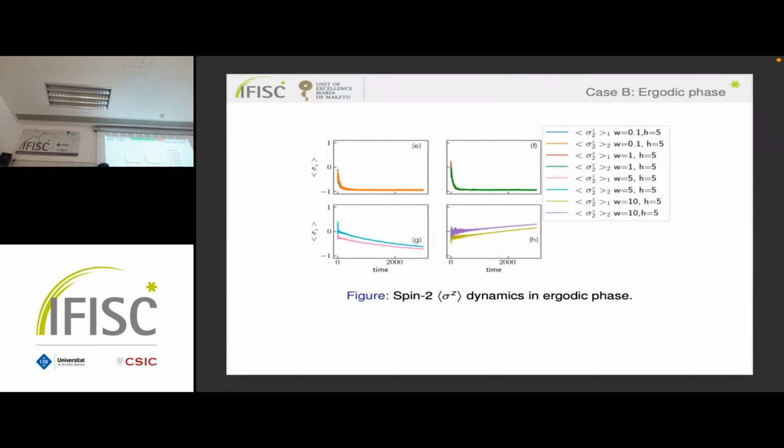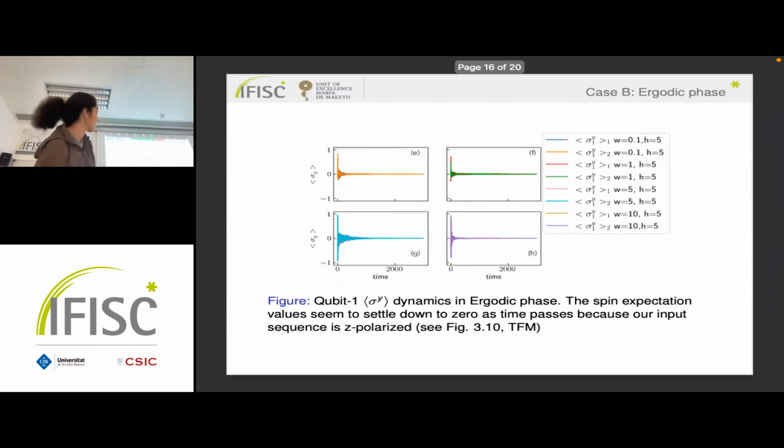So now we are looking at case B, the ergodic phase. And remember that the qubits are in the superposition state. So once again, the two trajectories will overlap in the ergodic phase. And as we are moving towards the transition region, the gap between the two trajectories is more and more visible. Initially the sigma x and sigma y values are non-zero because the system was in the superposition phase. And the input sequence that we are injecting into the system is basically z polarized. So the sigma y value is converging to zero with the passage of time.